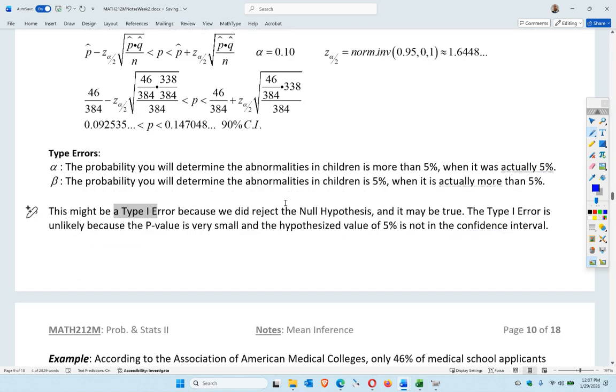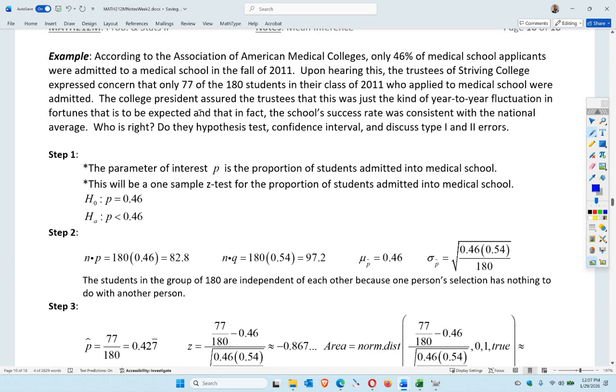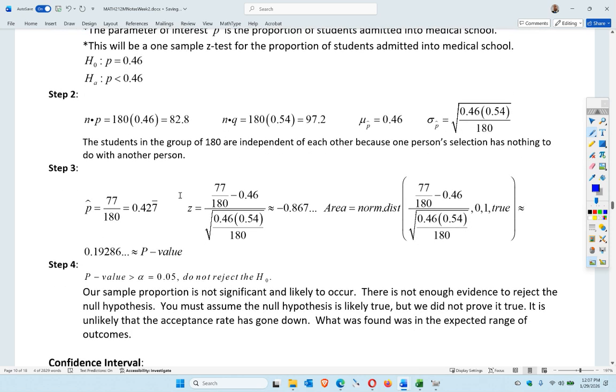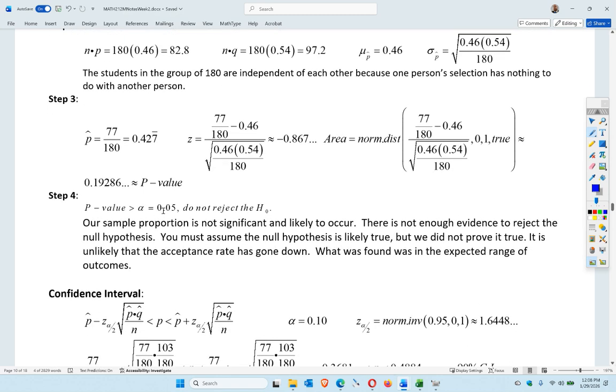Okay? All right, so I did some other ones in here. So this one here is about a medical school, basically, and applicants who admit fall. Okay, so this one we believe is less than 46%, right? But traditionally it was 46%, so we went through the same steps. But here we found a p-value of 0.19, right, which is more than the 5% default. So we do not reject it, which means this sample is not significant. It's likely to occur. We didn't find enough evidence to say otherwise, right?